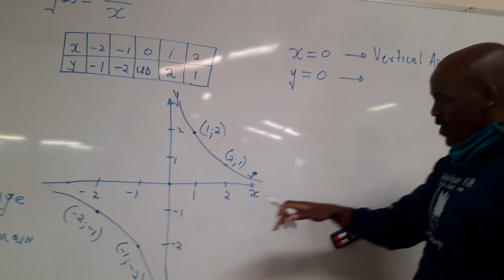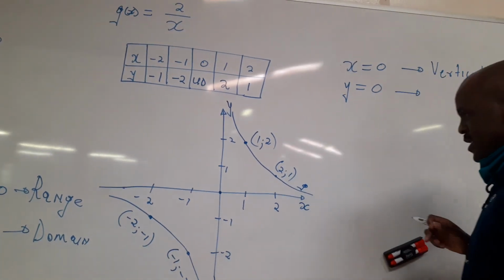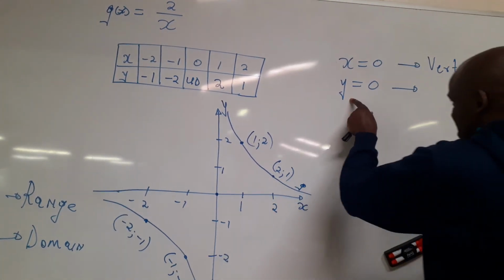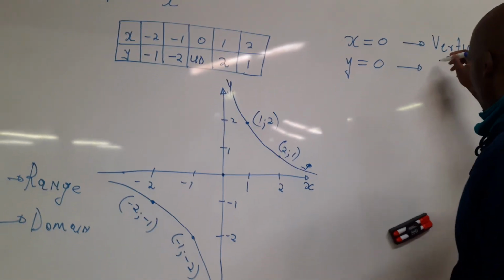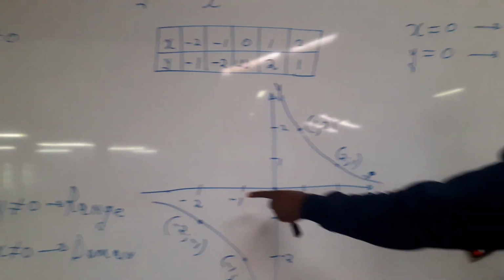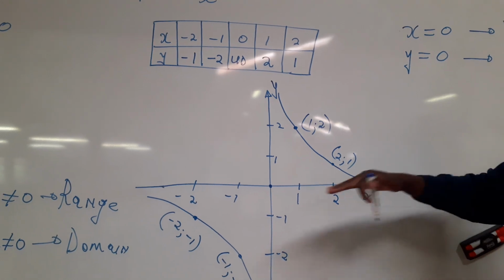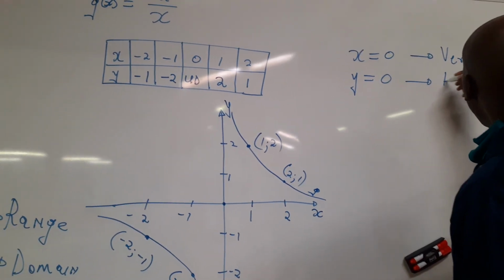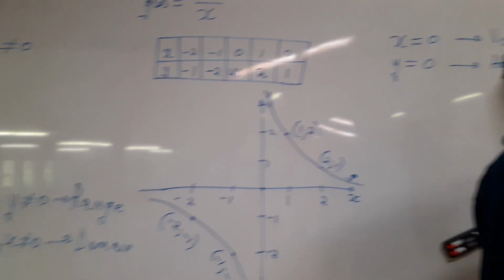y is equal to 0 on the x-axis, which means this is our horizontal asymptote. It's an asymptote that blocks us from touching the horizontal line. It's a horizontal asymptote.